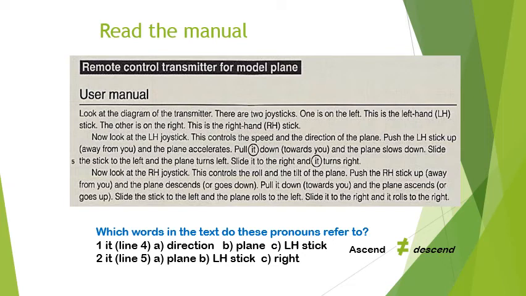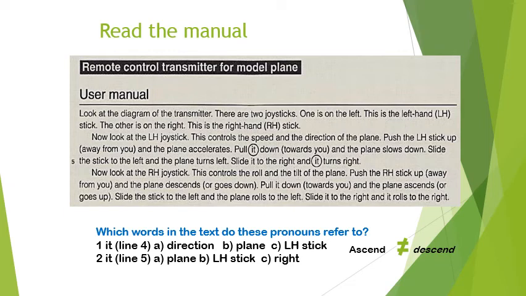In line 4, it refers to direction, plane, or left hand stick. So if you want to answer this question, you need to read the last sentence. Push the left hand stick up, away from you, and the plane accelerates. Pull it down and the plane slows down. So it refers to the left hand stick.